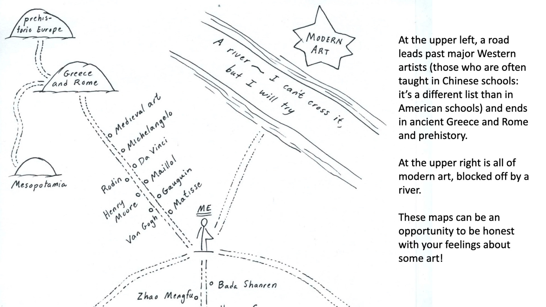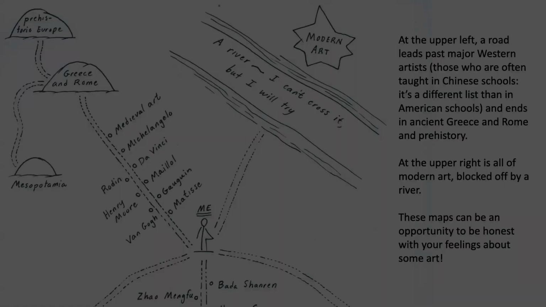So a lot of times these maps turn out to be ways to be honest with yourself about your feelings for some art. I've had a number of students draw these and be very negative about modern and contemporary art, because you can be honest when you draw these.